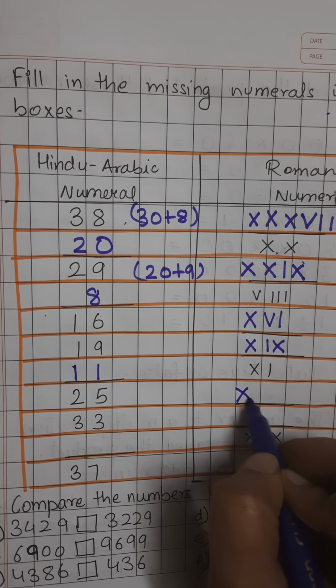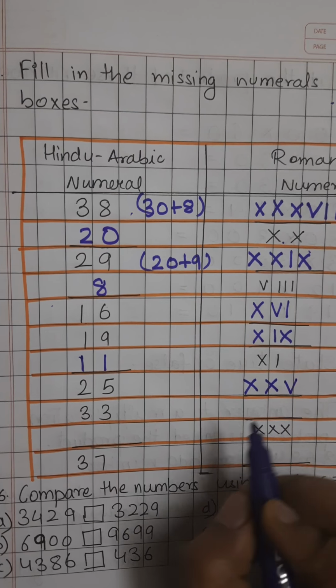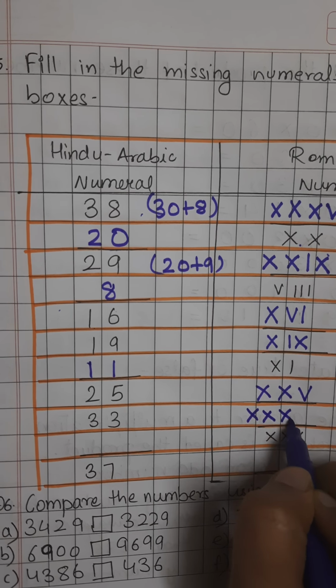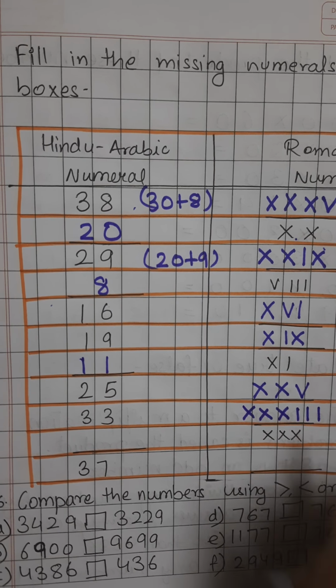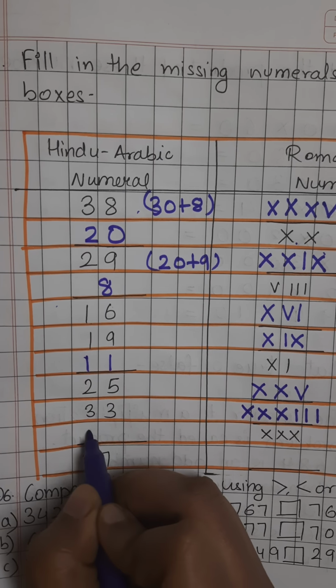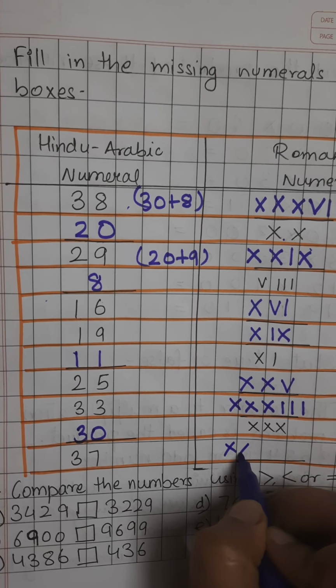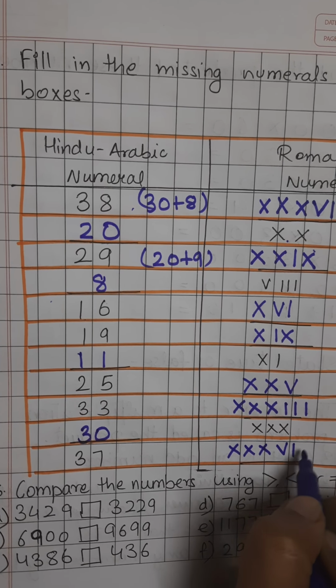This is 25. Then 33, 30 plus 3. Then this is triple X, 30. This is 30 plus 7, so 30, then 7.